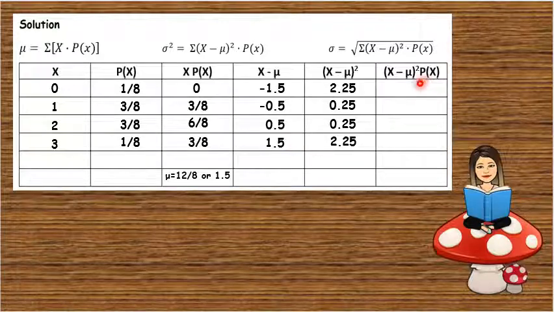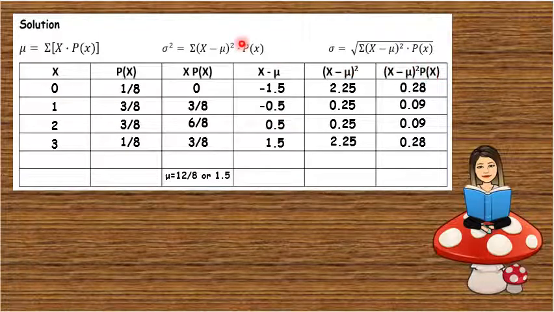And then, yung nakuha natin dito, imumultiply lang natin sa p of x. So, using your calculator, 2.25 times 1/8 is 0.28. Pwede nyong i-reduce yung inyong answer hanggang 2 decimal place lang, ano? And then, 0.25 times 3/8 is 0.09. 0.25 times 3/8 again is 0.09. 2.25 times 1/8 is 0.28.